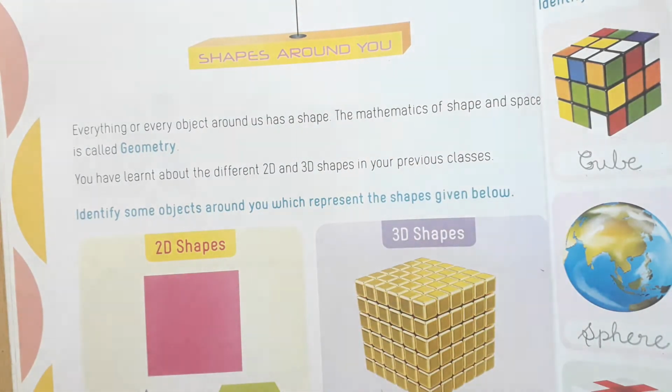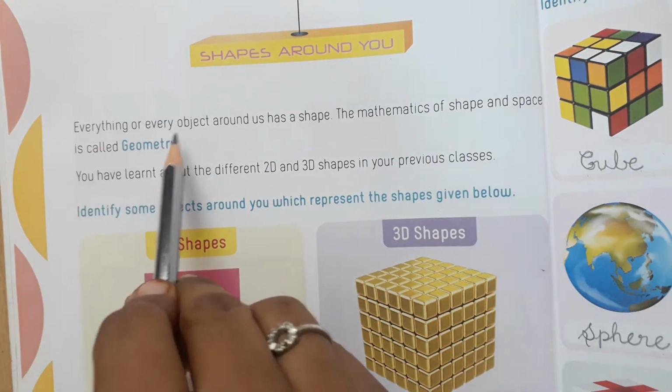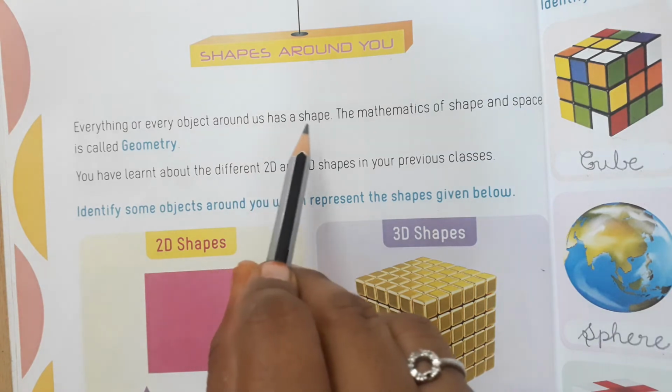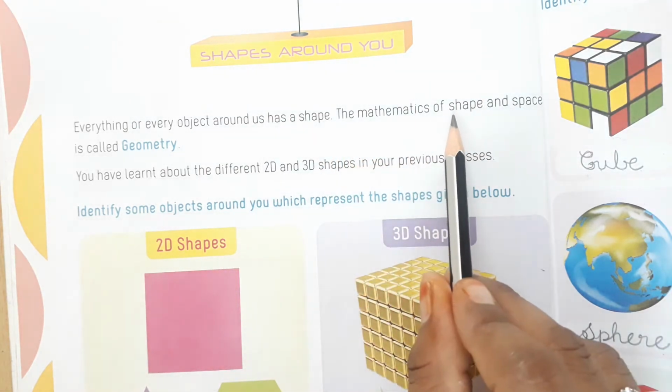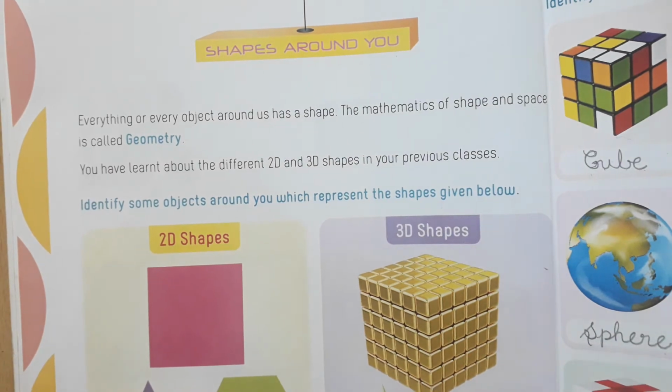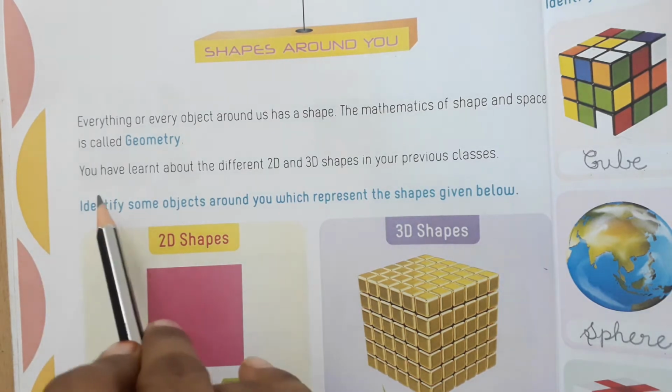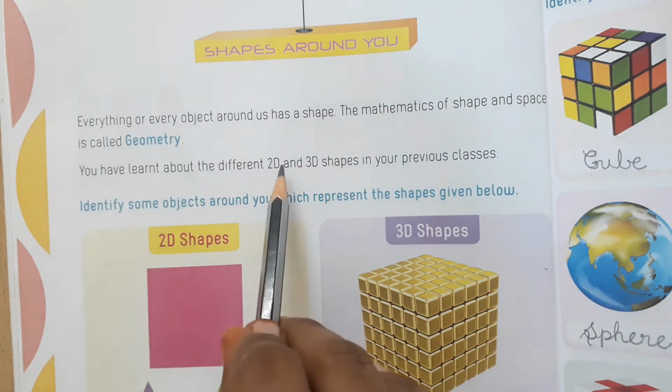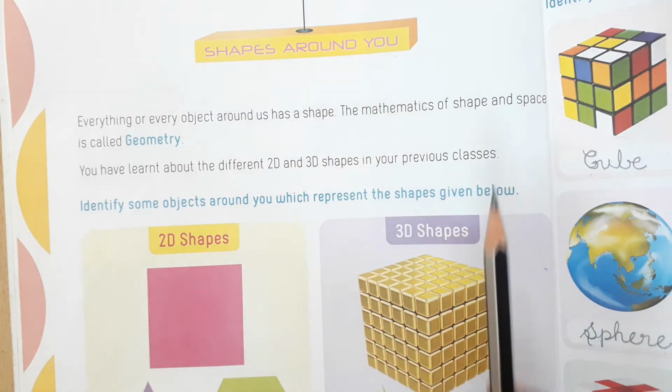Shapes around you. Everything or every object around us has a shape. The mathematics of shape and space is called geometry. You have learnt about the different 2D and 3D shapes in your previous class.